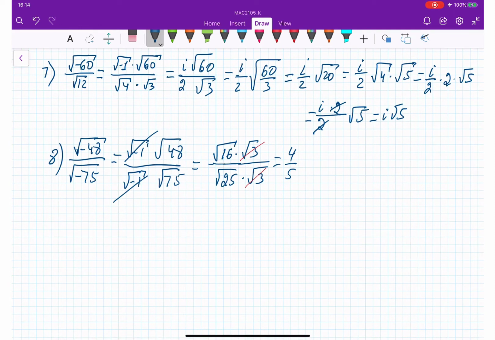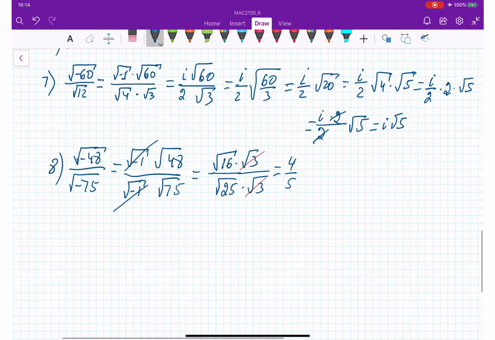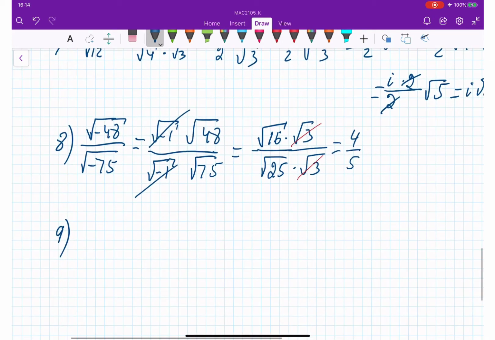Now let's do addition and subtraction. So 3 minus 5i, minus 5 plus 5i, minus negative 6 plus i. Okay, let's start solving. So what are we going to get?